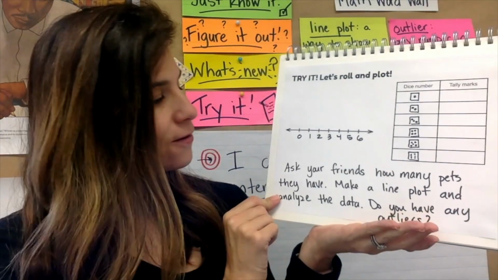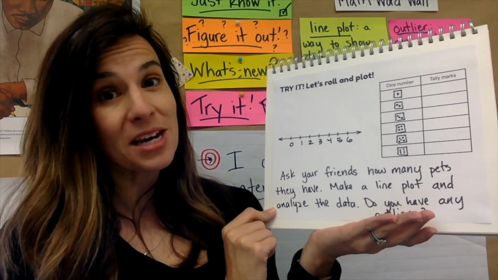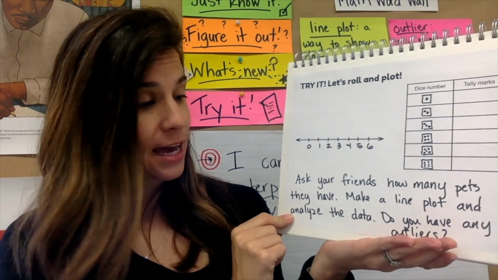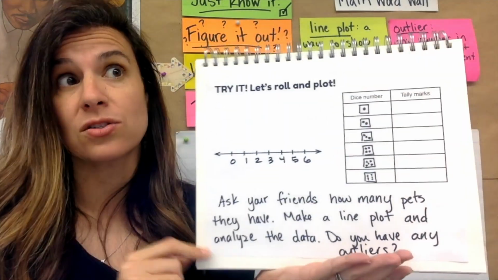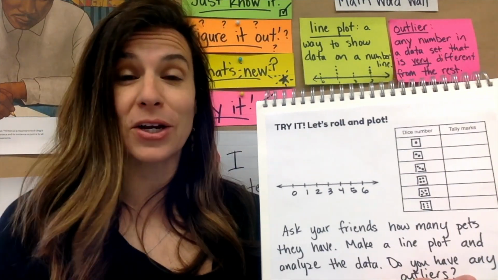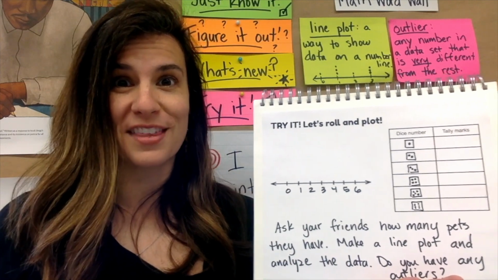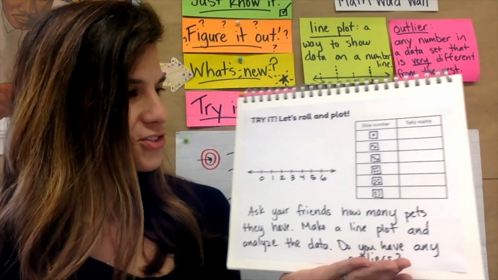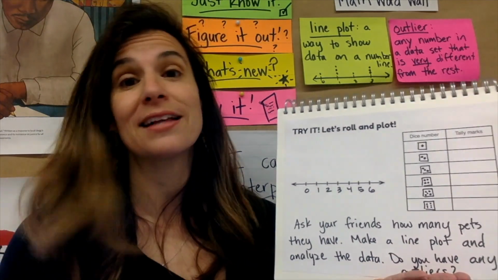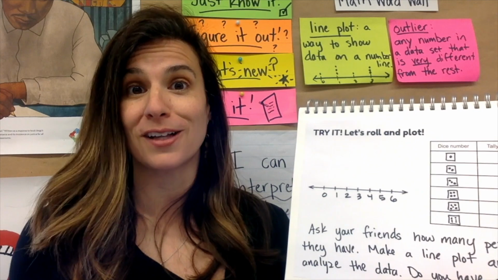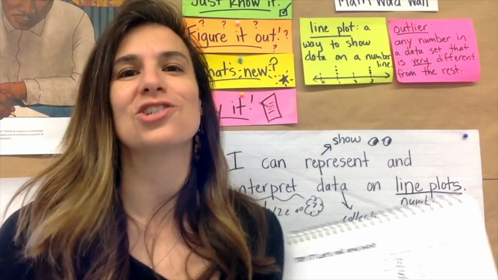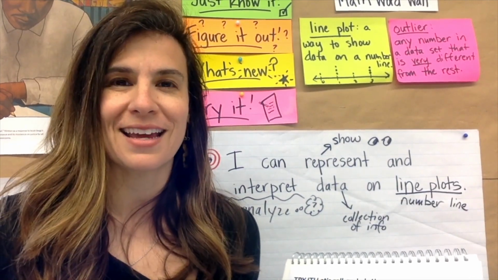And then I thought it might be fun for you to ask your friends how many pets they have and make a line plot and analyze the data, interpret the data. Do you have any outliers? So you could see if there's any of your friends who have like 6 or 8 pets. Maybe they have a lot of fish or other animals at home that they take care of. Maybe they take care of all the stray cats on the street and they consider them their pets. Or maybe you have friends who don't have any pets at home, and so they might be an outlier if you have lots of friends who have some pets. So have fun with that and come up with your own questions to make your own line plots and analyze the data.